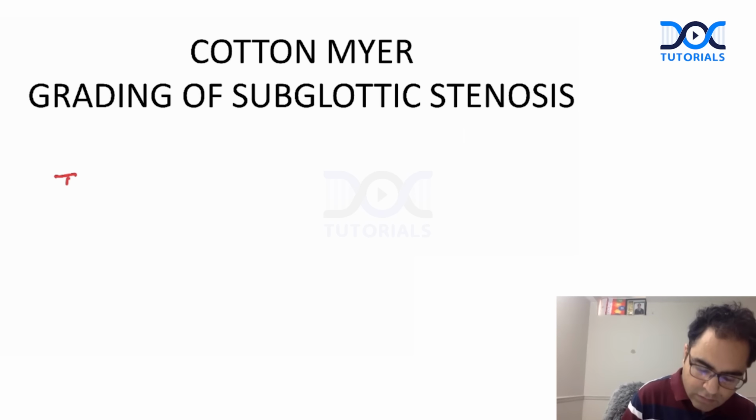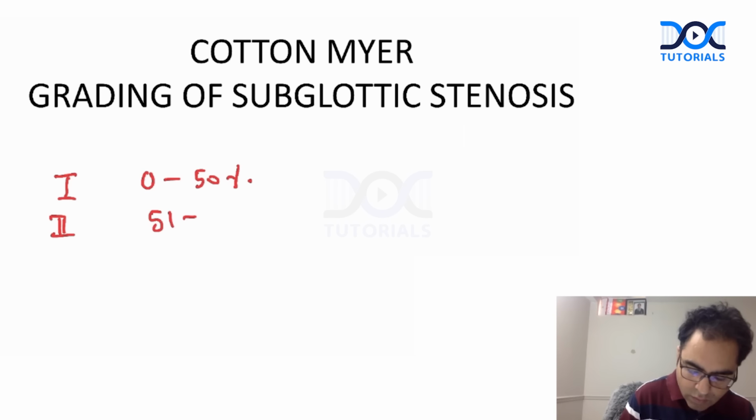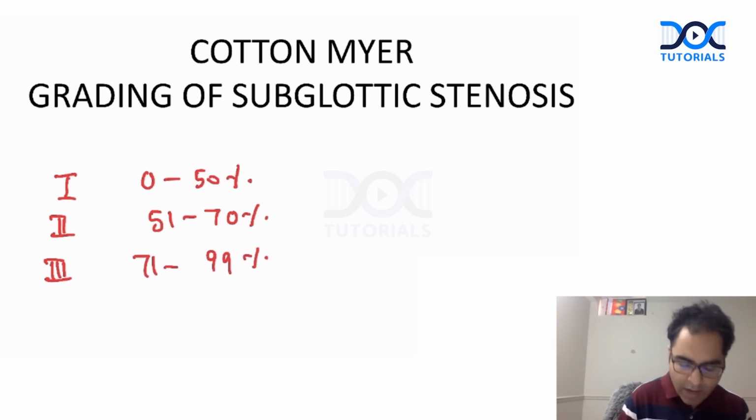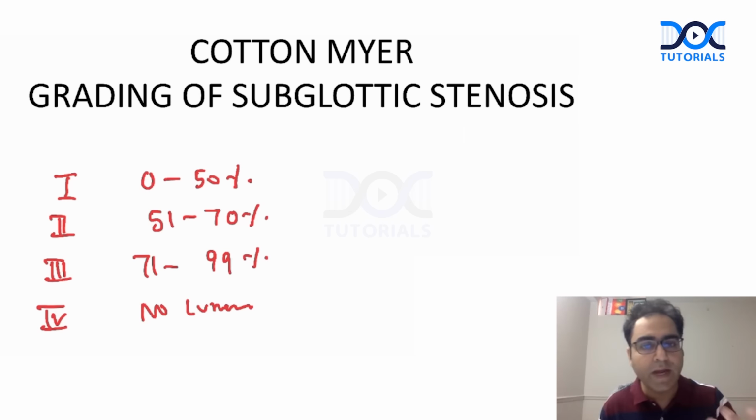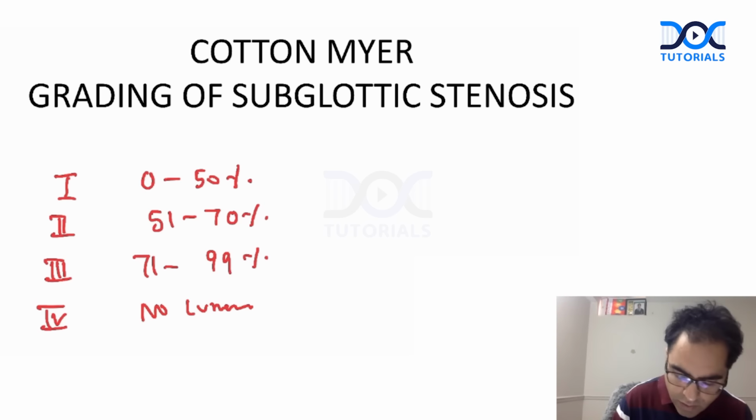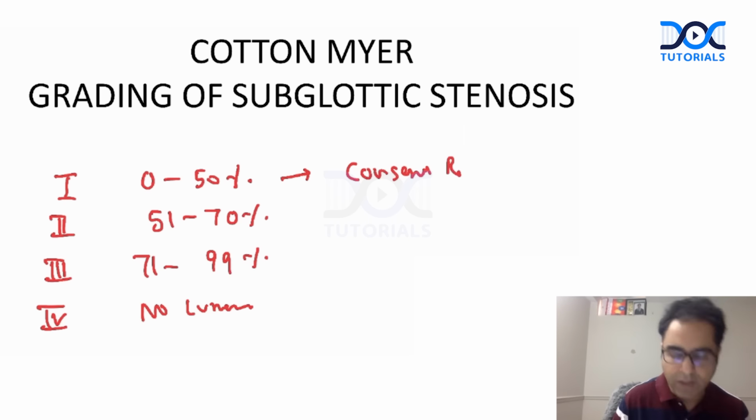Cotton-Meyer grading has 4 grades. Grade 1 is 0 to 50% obstruction. Grade 2 is 51 to 70% obstruction. Grade 3 is 71 to 99% obstruction, and grade 4 is no lumen detectable. On CT scan we grade it. Grade 1 is not much symptomatic, so grade 1 treatment is conservative treatment. Now grade 2 would need treatment.